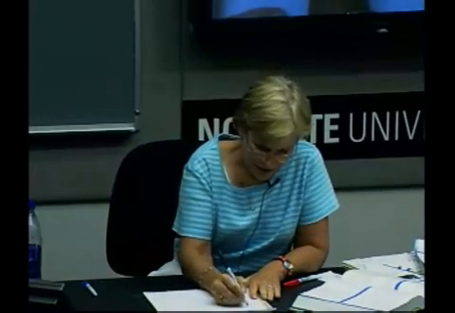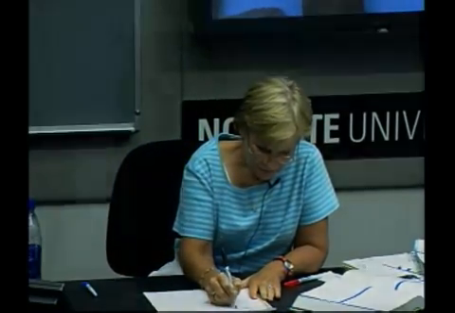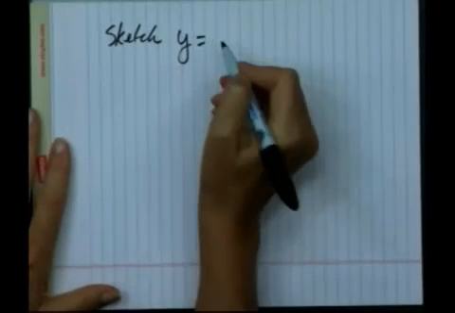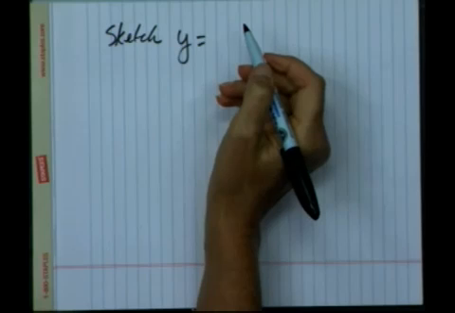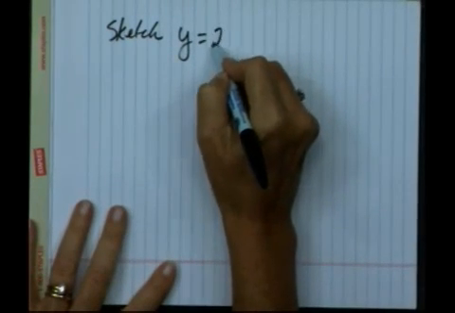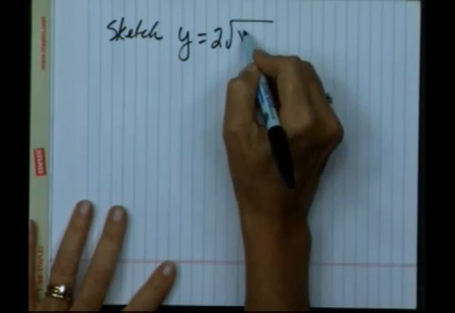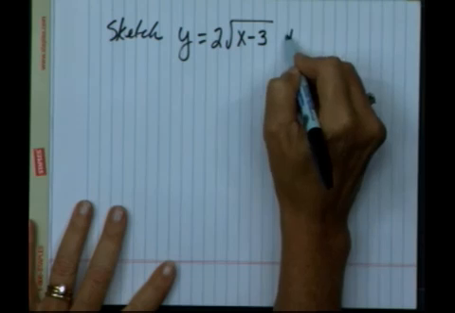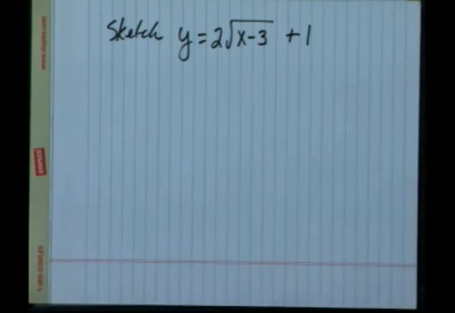All righty. Let's sketch a graph. Let's put it together. Let's sketch y equals. All right, let's not go too hard. Let's do like 2 square root of x minus 3, plus 1. How's that sound?